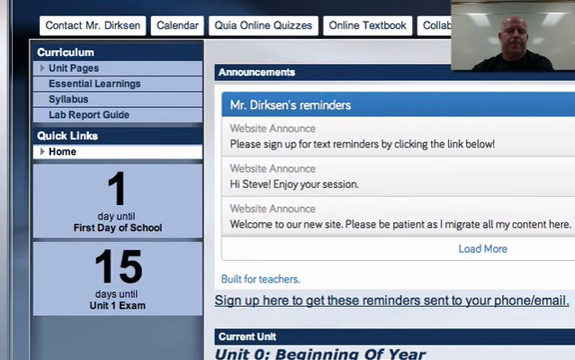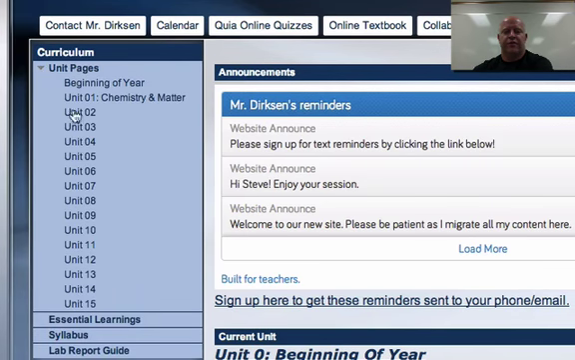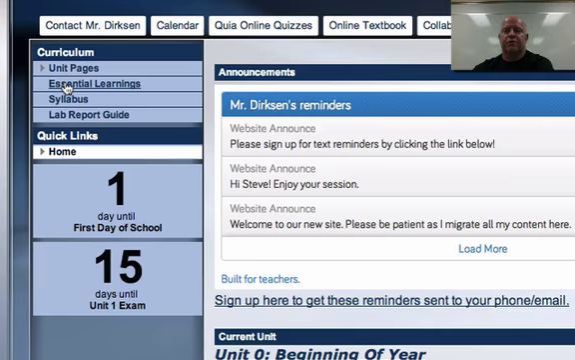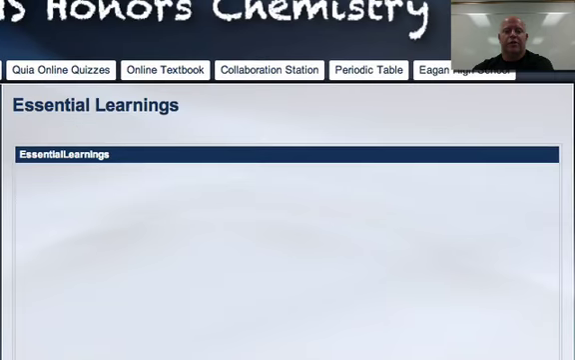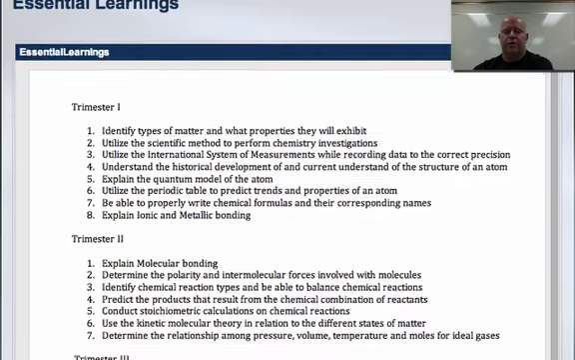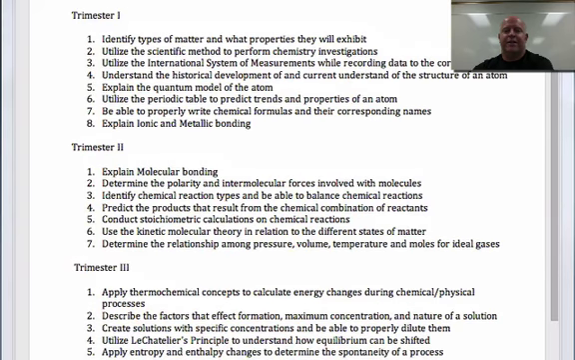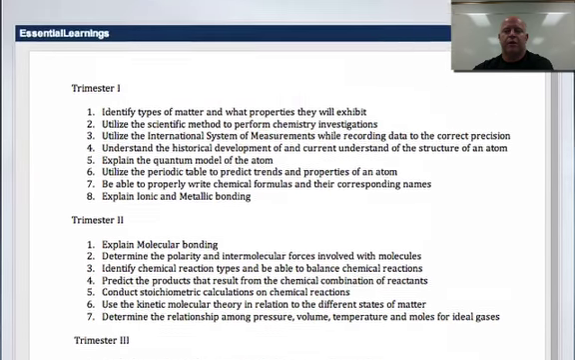So under the left-hand sidebar here, we have our curriculum, and within that, we're going to be covering 15 different units this year. And we have a beginning of the year information, and then our first unit is all about chemistry and matter. Below that, we have the essential learnings for the year. So if you are curious, or if you have a guardian or parent who wants to look at the key things throughout the entire year, the big picture stuff that we're learning, these are those big picture items outlined here for you and your parents or guardians.